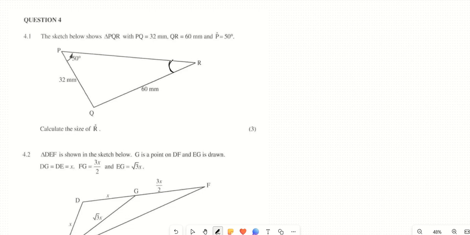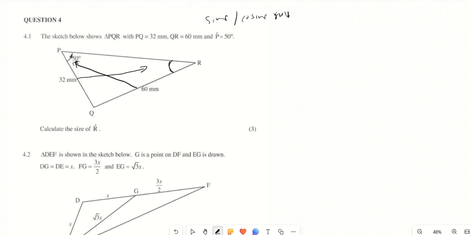Now what do we do? This is a non-right-angled triangle. We can use the sine rule or the cosine rule. Now which one are we going to use? Let's focus on what's given. We're given a side. This side PQ is opposite angle R, and this side is opposite angle 50. So as much as the lines can cross each other, we use the sine rule.